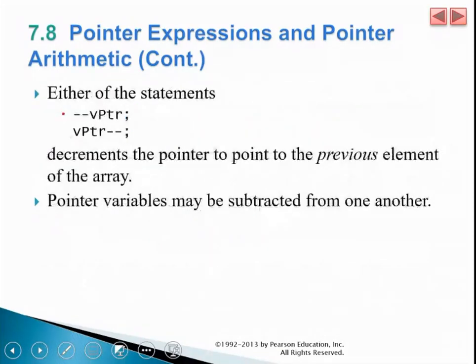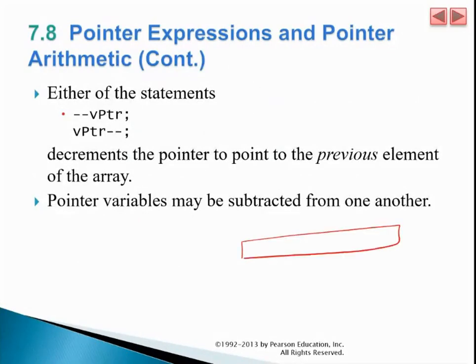All right. Same for decrement. So if we are having an integer type array, and these are the memory locations 3000, 3004, 3008, and right now the pointer is pointing to this location, if I decrement, the pointer will start pointing at this location.